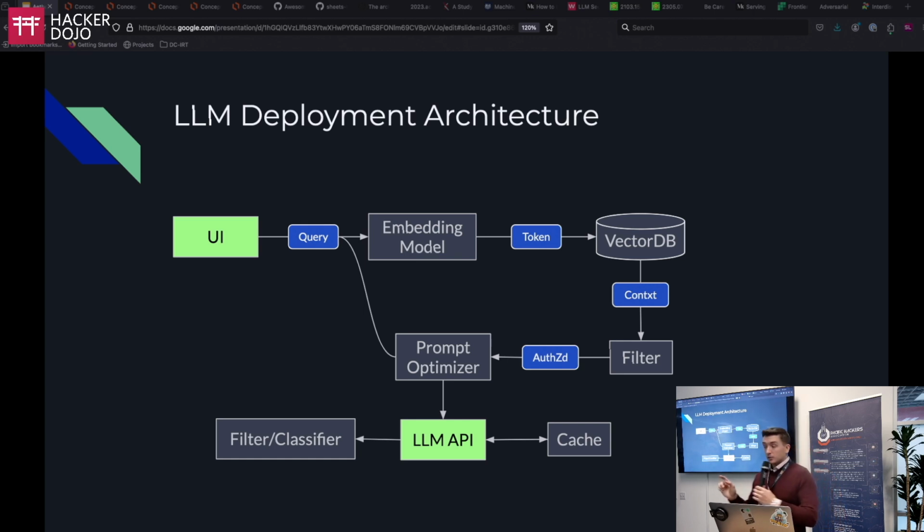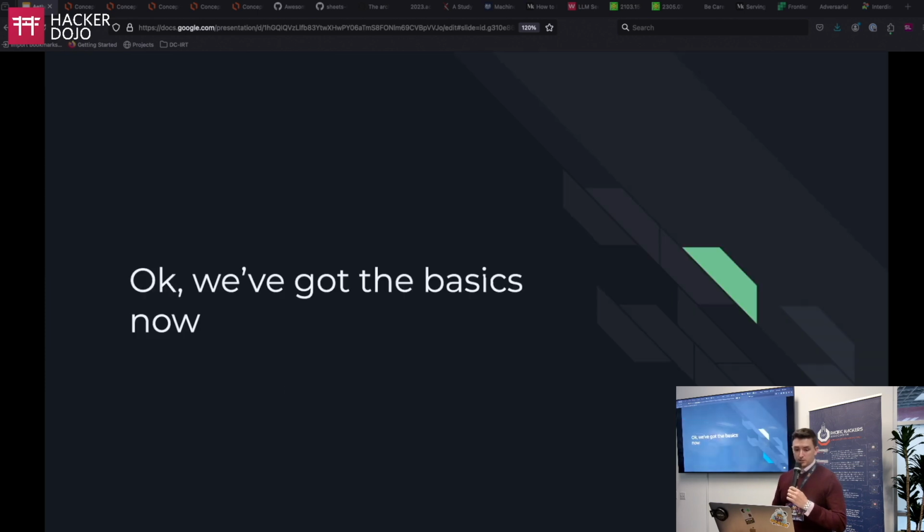After it's done that though, it also goes ahead and has a secondary filter. This is the point where, before it's actually sending things out, it's verifying that what it's sending out is okay to send out, or it's supposed to be doing that. And then it sends that back to the user. Okay, so at this point we've kind of got the basics.